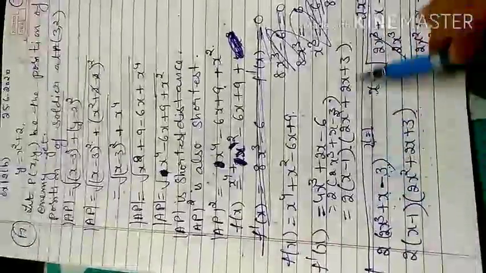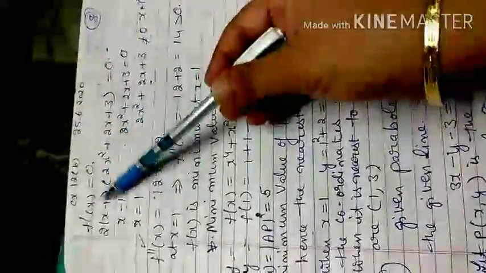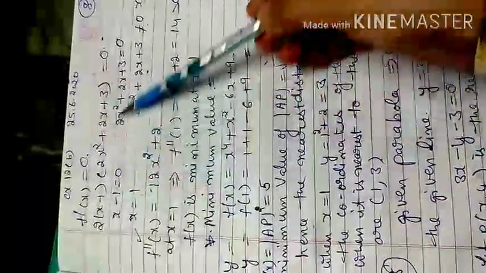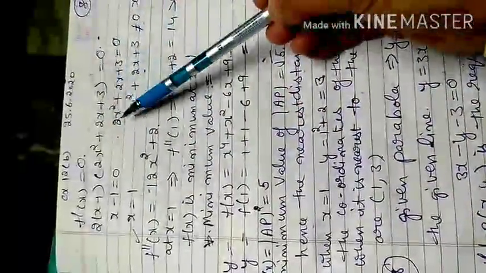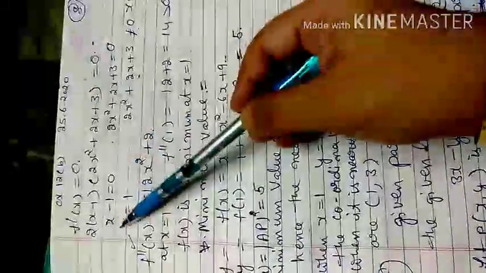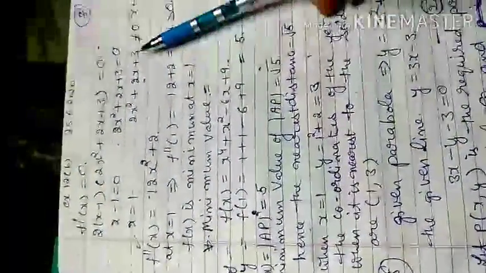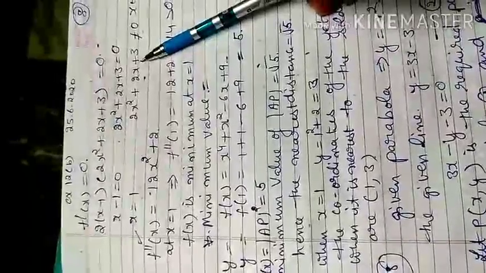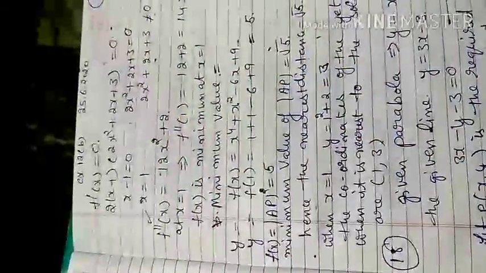After converting to factors, our next step is f dash x equals 0. Now apply the zero product rule: x minus 1 equals 0 and 2x square plus 2x plus 3 equals 0. Here we consider only x minus 1 equals 0. We don't consider the other one, because solving it gives an irrational number, so it is not possible to apply at the particular point. So we consider only x equals 1.